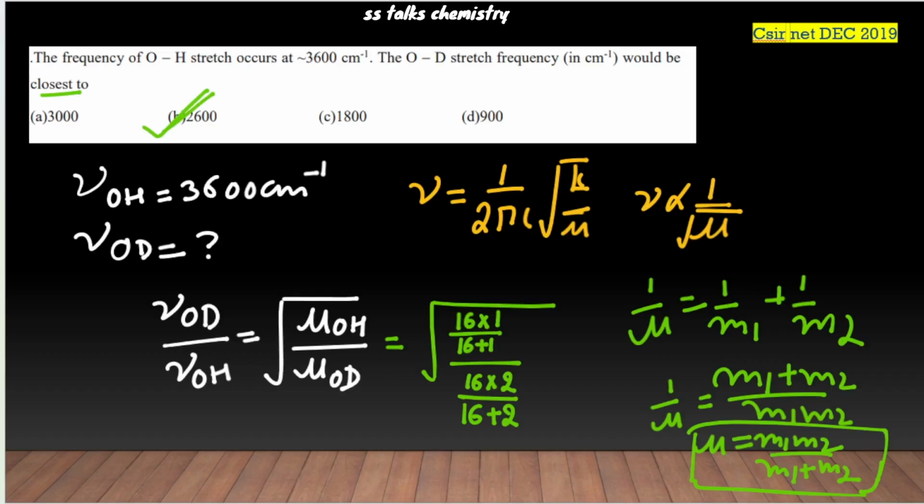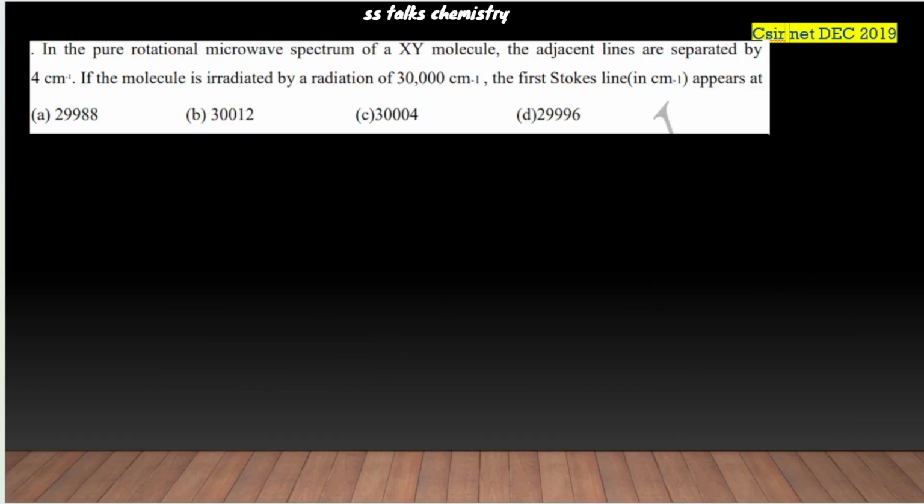Okay, now let's move to the next question. This one is again from the same paper. It says that in the pure rotational microwave spectrum of an XY molecule, the gap between the adjacent lines is 2B, right? Like this, the gap you have.